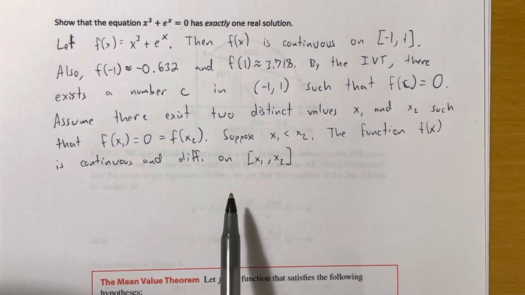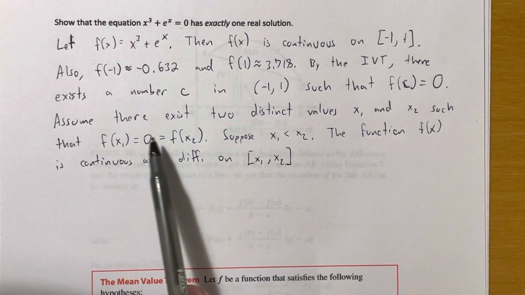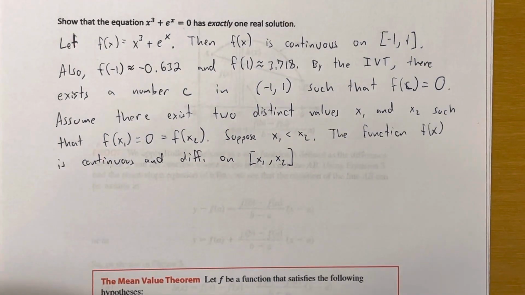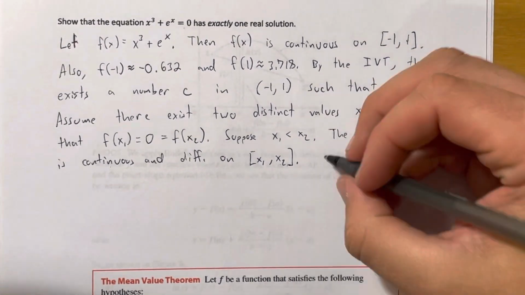This satisfies the third hypothesis. f of x1 and f of x2 are both equal to 0, so they are equal to each other. Plugging the endpoints of this interval into our function gives me the same number. That's the third hypothesis of Rolle's theorem. So I get to use Rolle's theorem now that I've verified all three hypotheses.